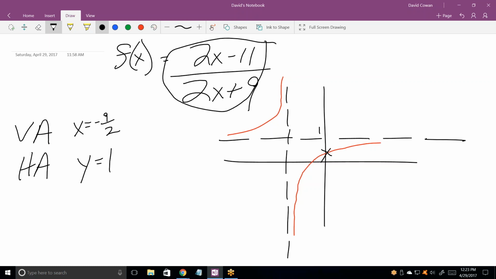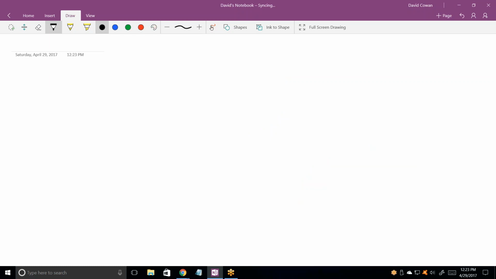So this next rational function that I have to graph is f of x equals -4 over x minus 2. So the vertical asymptote is immediately at 2.